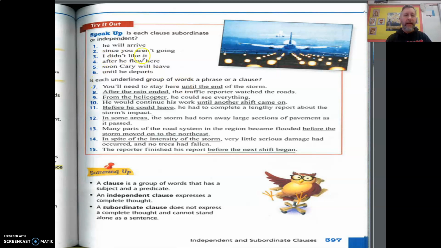Number 3, "I didn't like it." Okay, seems to have a subject and a predicate there. Let's see, can it stand alone? Yes, then it must be an independent clause. Number 4, what do you think? That's going to be subordinate, right? Subject, predicate, and then we got our conjunction in the beginning of it. Same thing with 5.